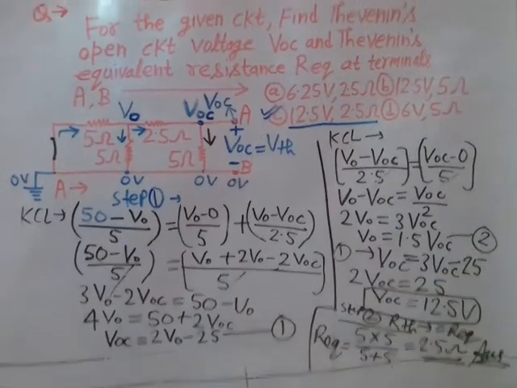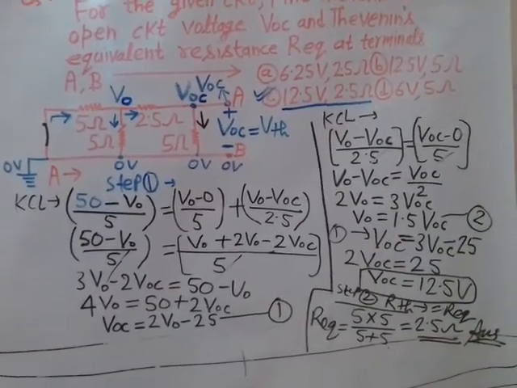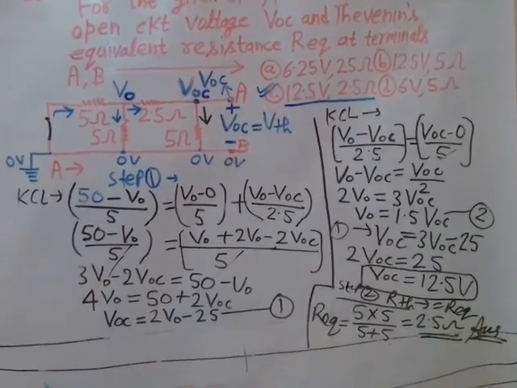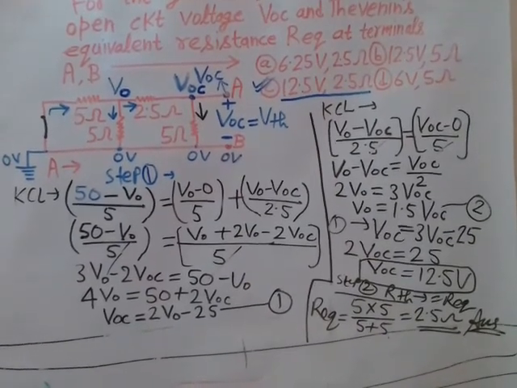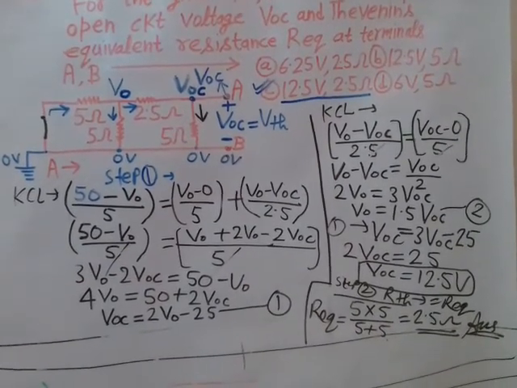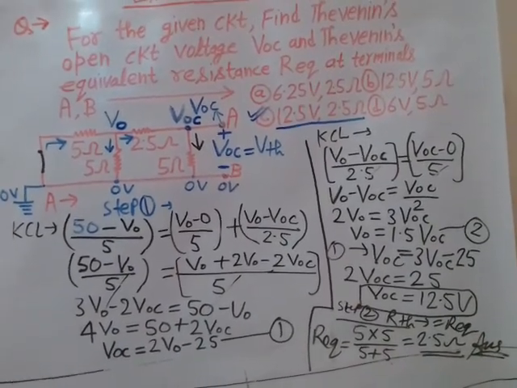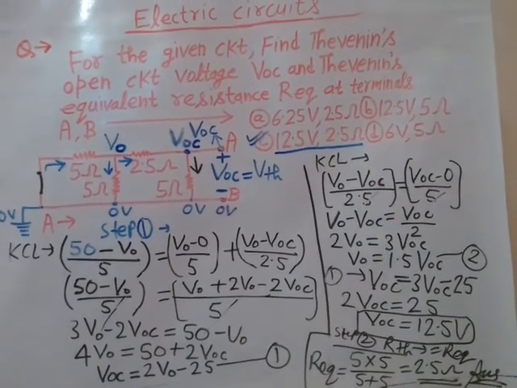So you understand the process. Now in the third step, you can draw the Thevenin's equivalent circuit, which is nothing but the VTH in series with RTH. That is the third step. So when you connect VTH in series with RTH, this is Thevenin's equivalent circuit, right? So this is the calculation.